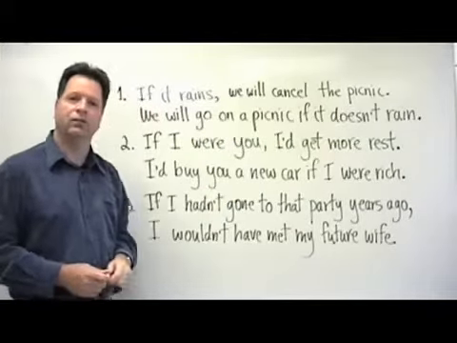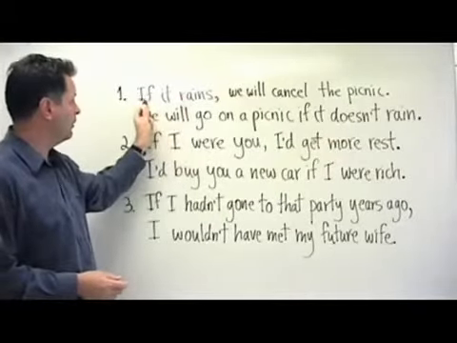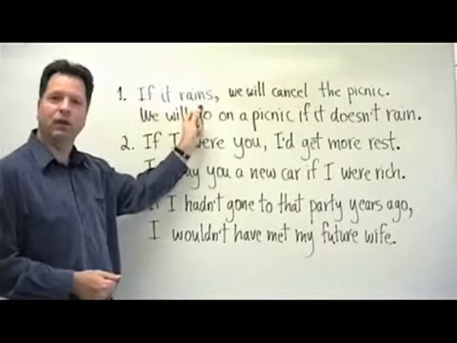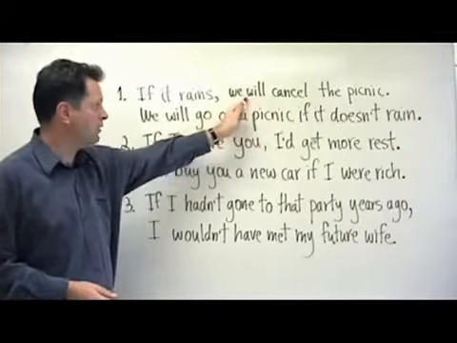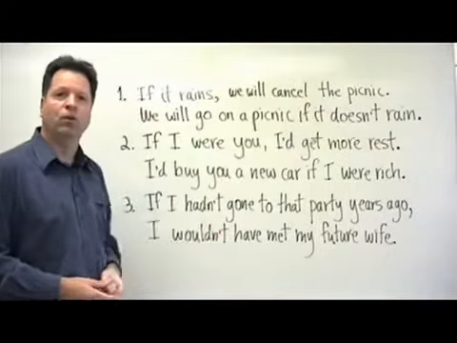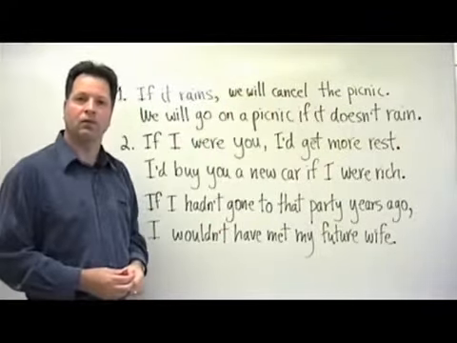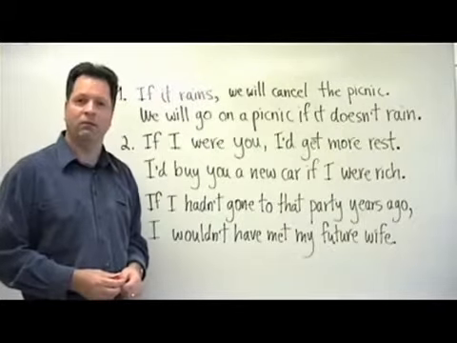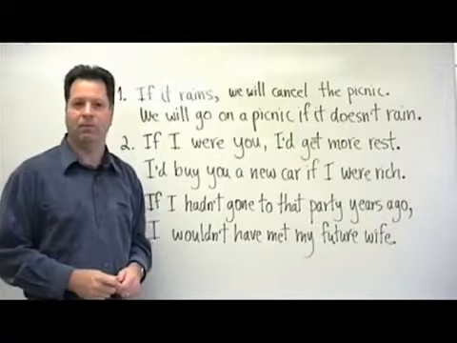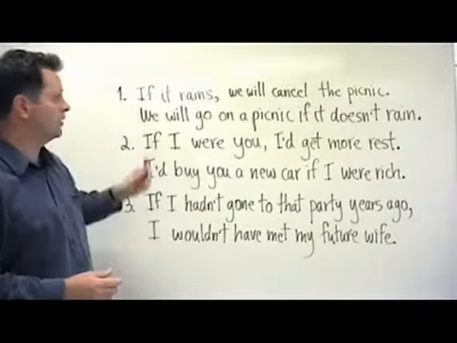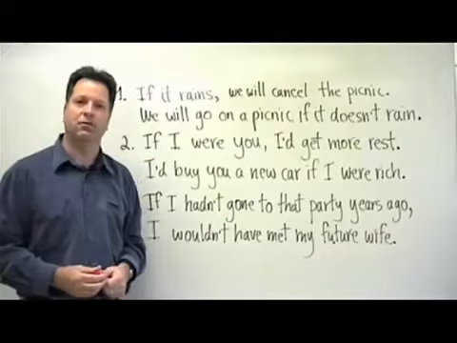Now take a look at these verb tenses. In the if clause, we have the simple present. Notice that? It's still indicating a future. And then we have the simple future over here. We will cancel. So the idea is it could rain. There's a possibility of it. It's probably going to happen. And so we use the first conditional, or the probable conditional.